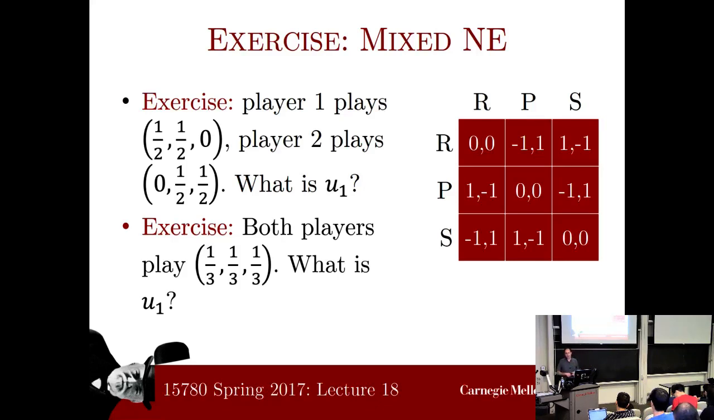And yet another way to see this is the following. Let's even argue something stronger. If the other player is playing uniformly at random, 1/3, 1/3, 1/3, then whatever I play, I'm going to get utility 0. And the other guy is going to get utility 0 as well. Because if I choose rock, then I'm going to win with probability 1/3, lose with probability 1/3, tie with probability 1/3, and the same goes for the other two strategies.